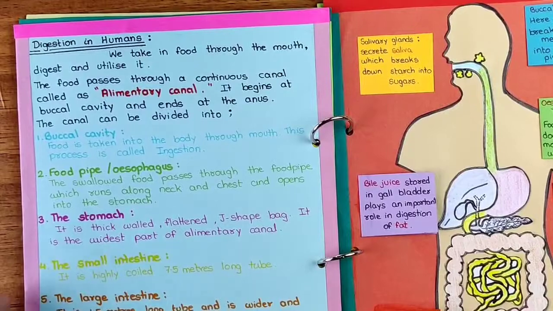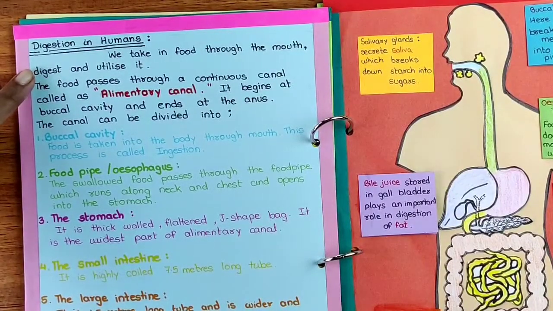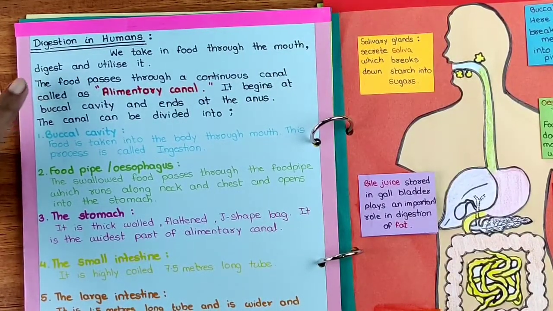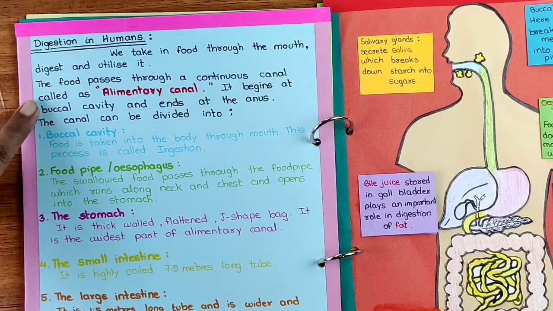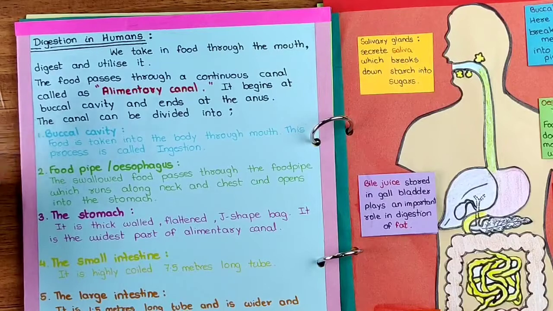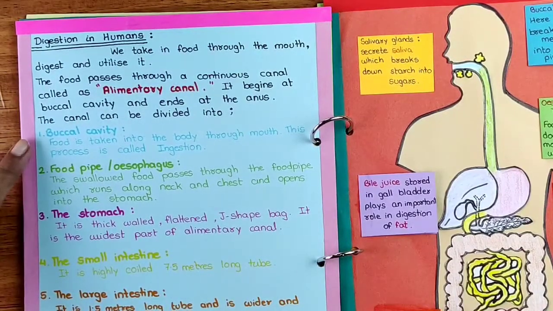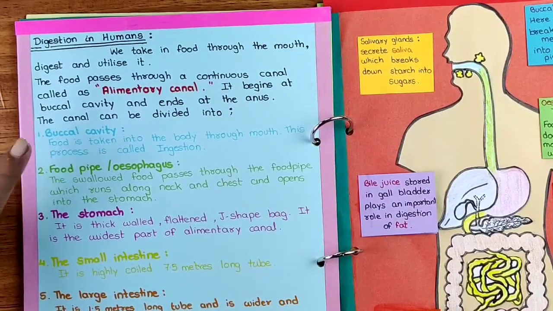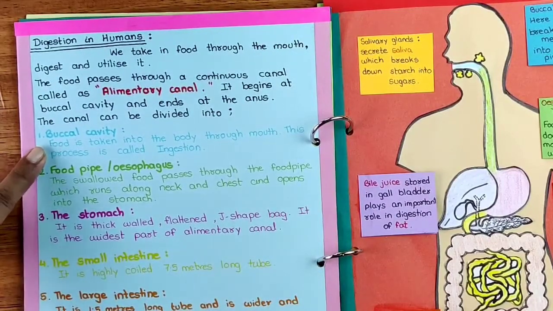We take in food through the mouth, digest and utilize it. The food passes through a continuous canal called the alimentary canal. It begins at the buccal cavity and ends at the anus. The canal can be divided into buccal cavity. Food is taken into the body through the mouth. This process is called ingestion.